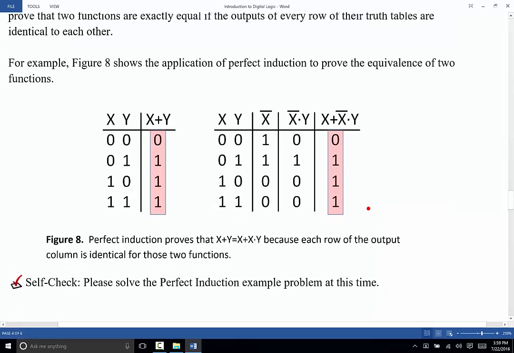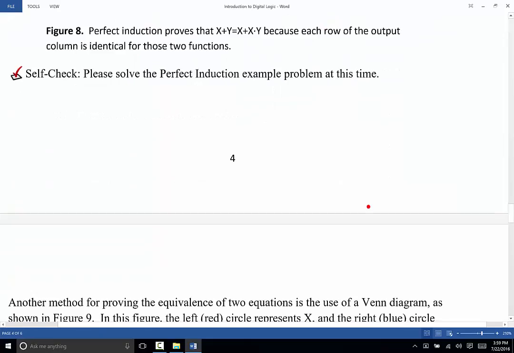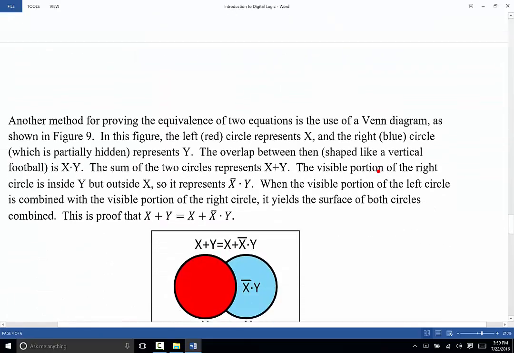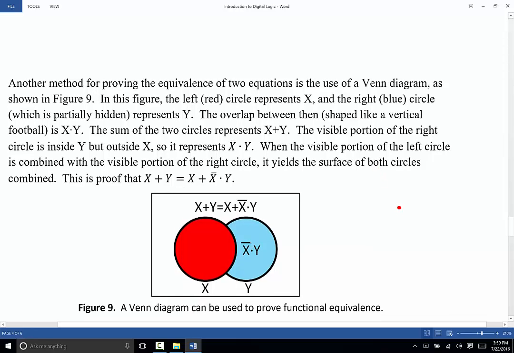I'm going to go ahead and show you one more method before I stop this video, and that is using a Venn diagram. Now, Venn diagrams are awesome because they're visual, and our brain is very good at visual things, and so we can tackle a visual problem very easily with a Venn diagram. I want to, in fact, do the same exact problem that we just did. So I want to consider how can I prove using Venn diagrams that x or y is equal to x or not x and y.